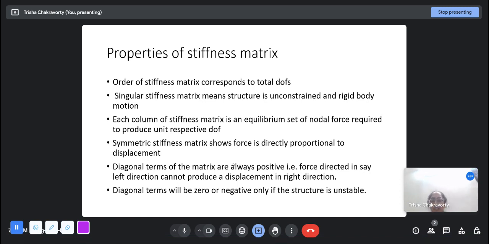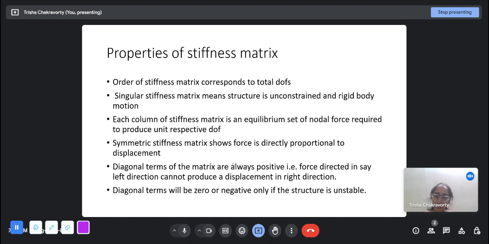Order of stiffness matrix corresponds to total DOFs. As I said before, total DOFs is the kinematic indeterminacy. So a singular stiffness matrix means the structure is unconstrained and rigid, and it implies rigid body motion. Each column of a stiffness matrix is an equilibrium set of nodal forces required to produce unit respective DOF.